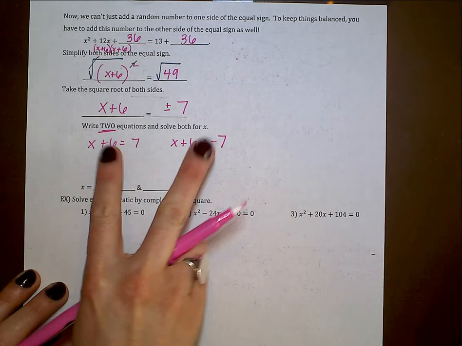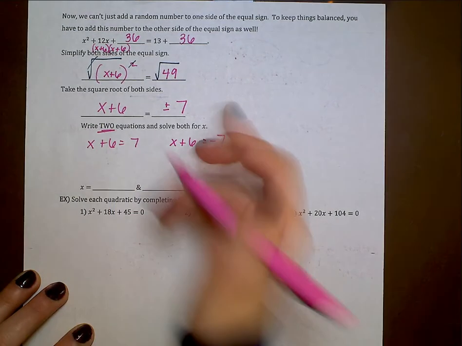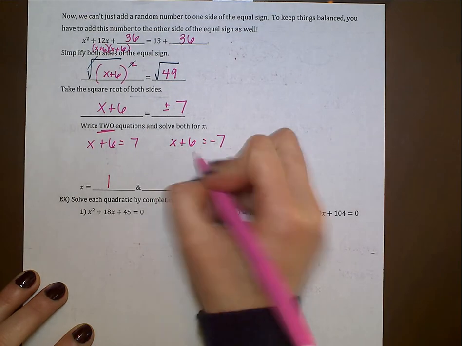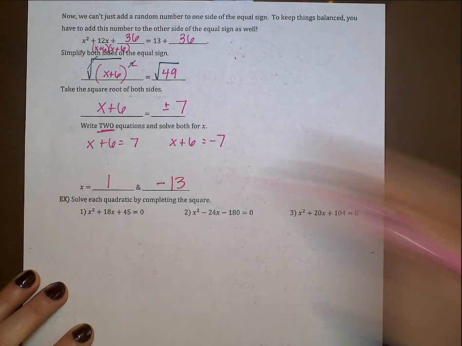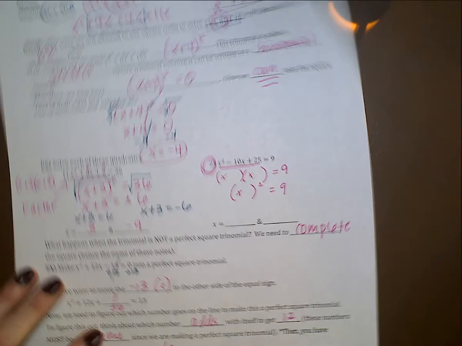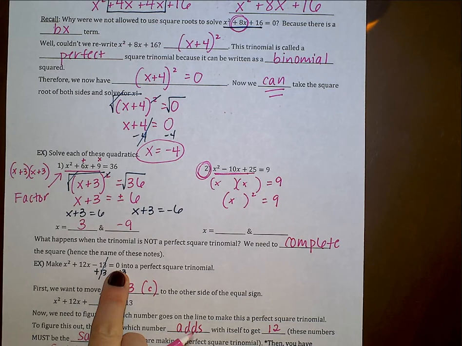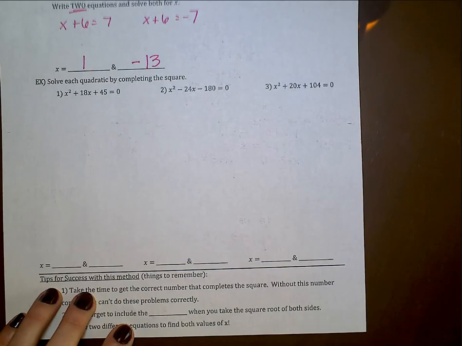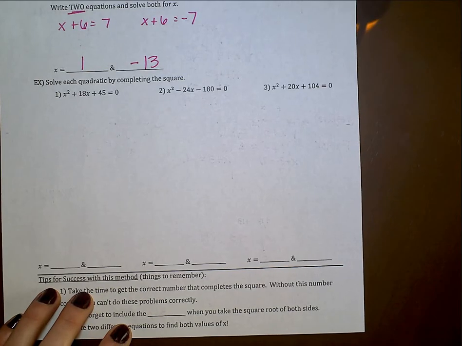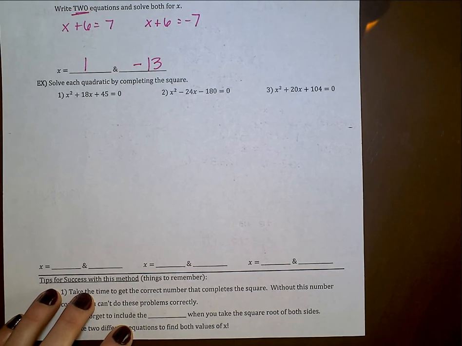Once I have the two equations, I just solve both of them. So over here, I just subtract 6 and get 1, subtract 6, and I'd get negative 13. So those are the two numbers that you can plug in. Where'd I even start? Right here, and it should equal 0. Woo! This is fun, huh? All right, like I said, it just takes practice. It's the same thing every time, so the more you practice it, the more you'll have the process down.